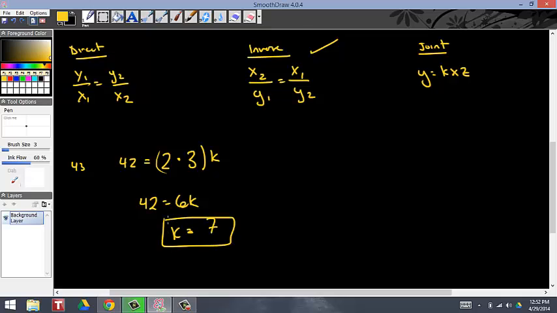So now we're trying to find x when y equals 36 and z equals 4. So this is 28, x equals 36. So we divide both sides by 28. I believe they both go into 4, so it's going to be 9 over 7.